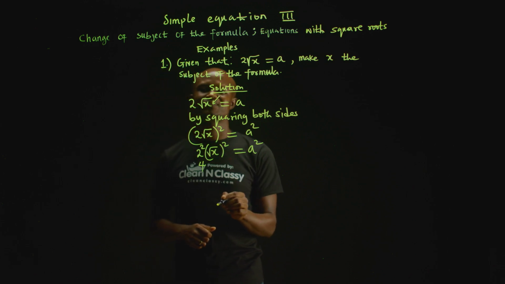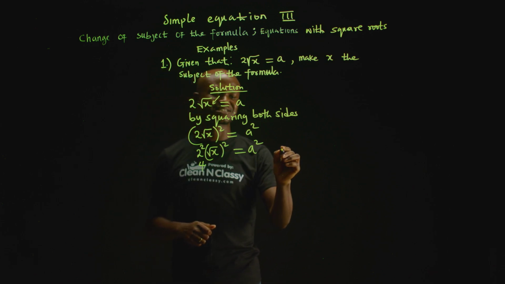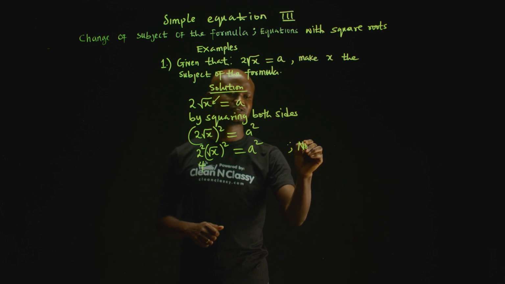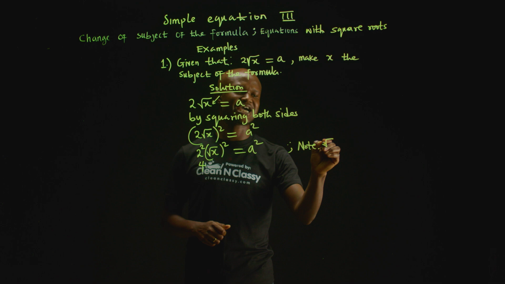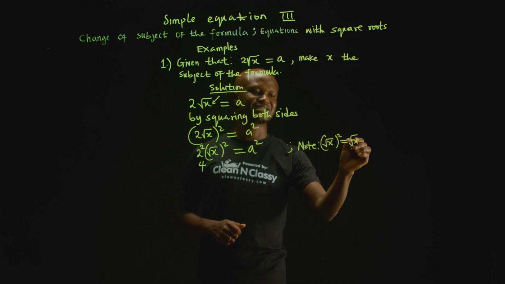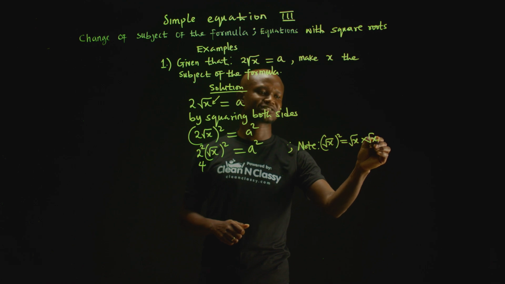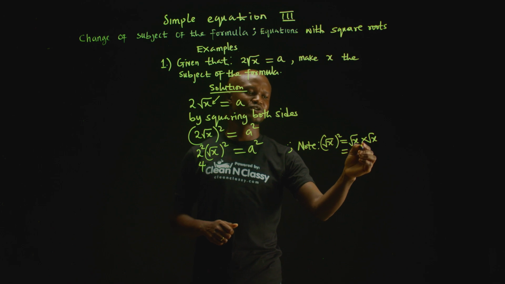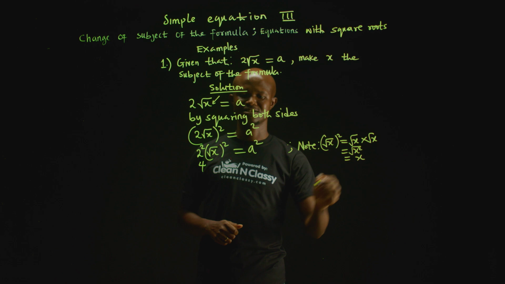What about root x squared? Root x squared is the same thing as root x times root x. Note, when you have root x squared, it's the same thing as what? Root x times root x. And root x times root x is what? Root x squared. And this will give us x. Take note of that.